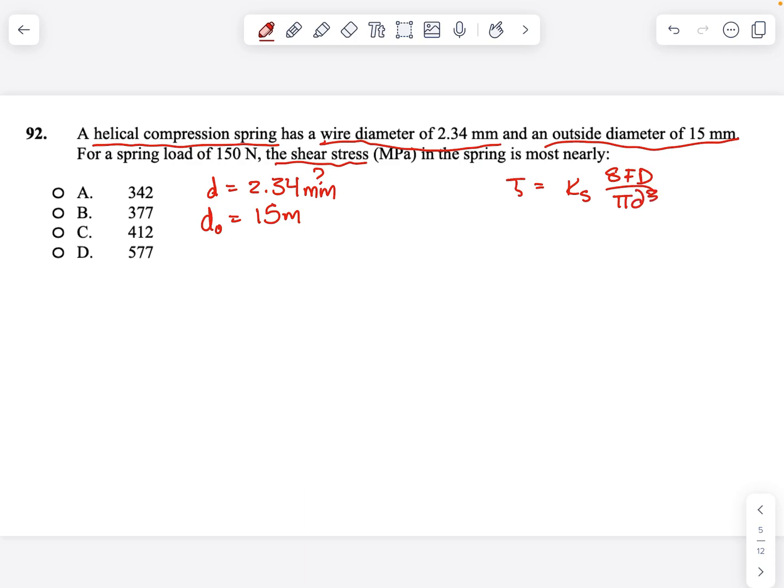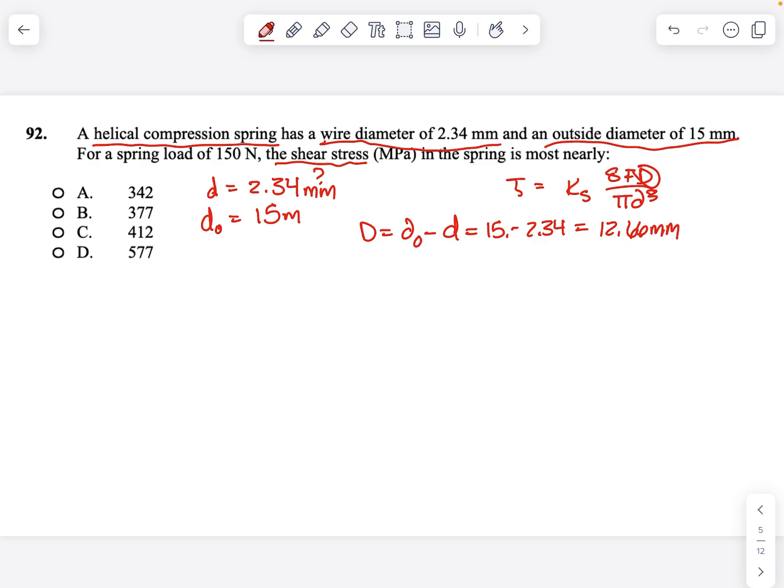So obviously we have a couple variables here that don't come easy. It's not like you can just plug them in and play. So again, going back to that slide, you can find in the handbook that this big D is actually D outer minus wire diameter. So if you do that equation, that's going to give us 15 minus 2.34. And if you do the math there, that'll equal out to 12.66 millimeters.